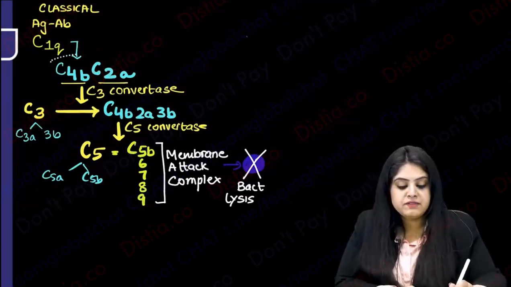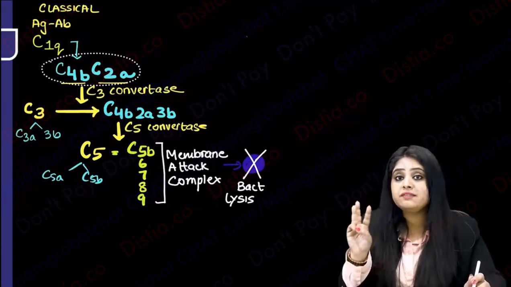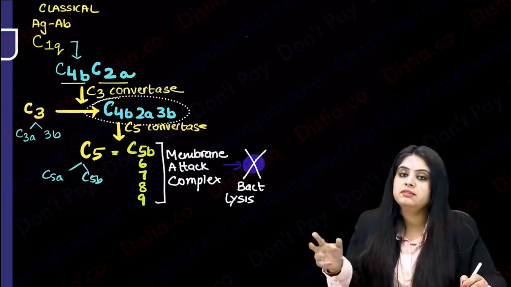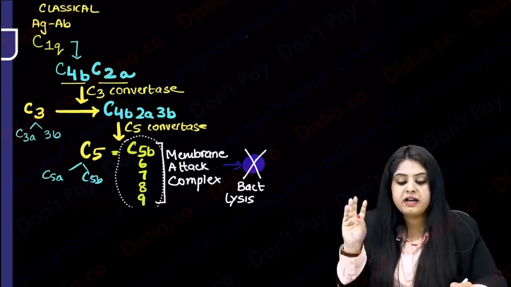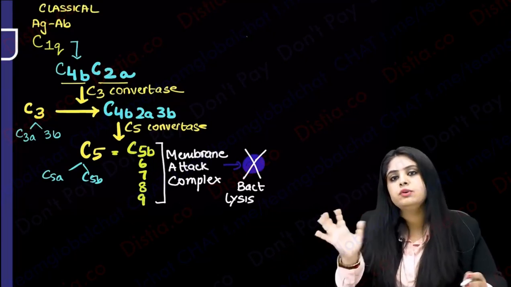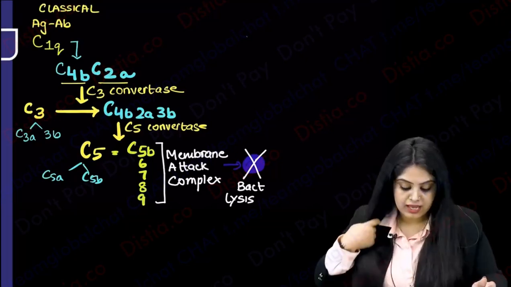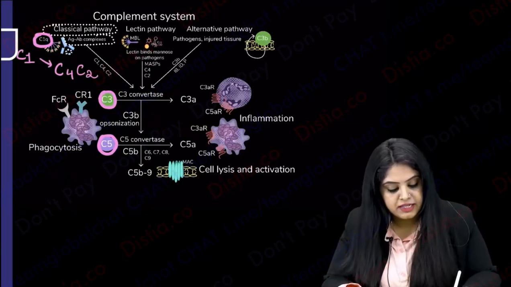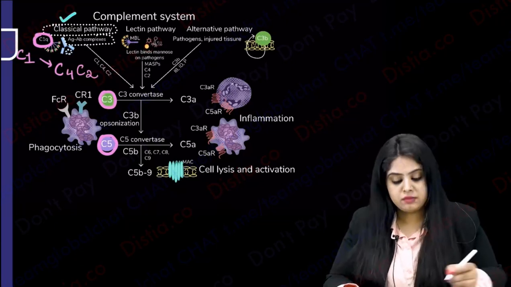So first I activate 4 and 2. So C4B2A is formed. That is now going to activate 3. So then what we have is 4B, 2A, 3B. That is now going to activate 5. And as soon as 5 is activated, 5B, 6, 7, 8, 9 are going to form the membrane attack complex and kill off the bacteria. Okay, having said this, coming back, you realize that your classical pathway is finally a tick mark. Let's talk about the alternate pathway.